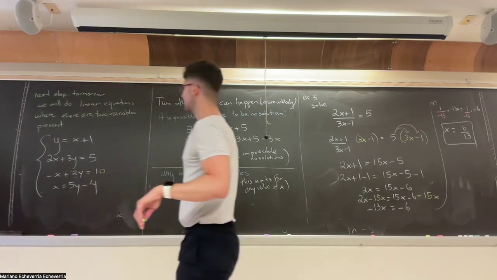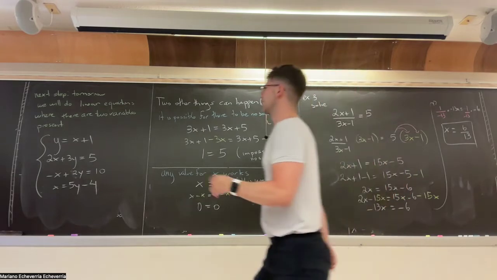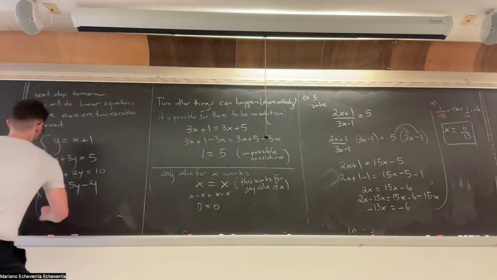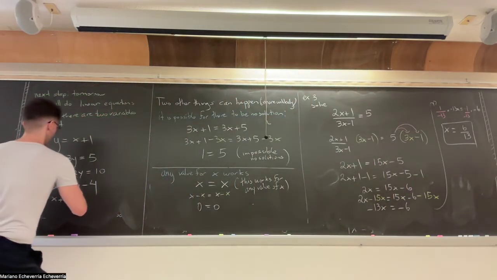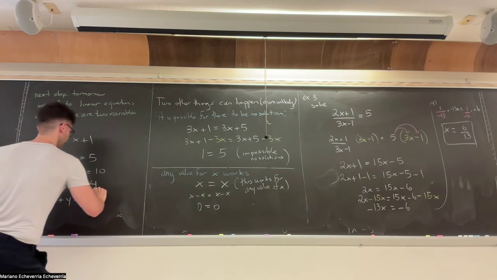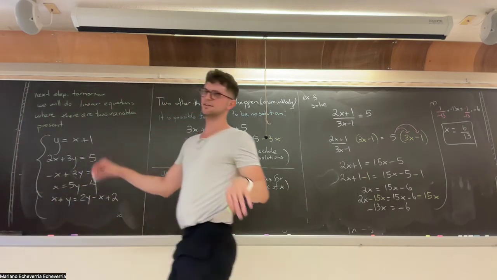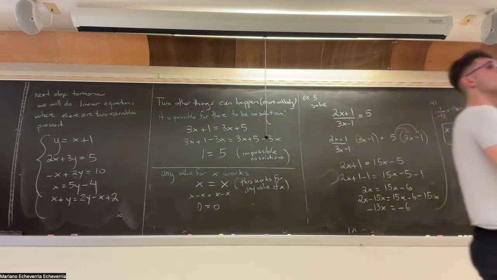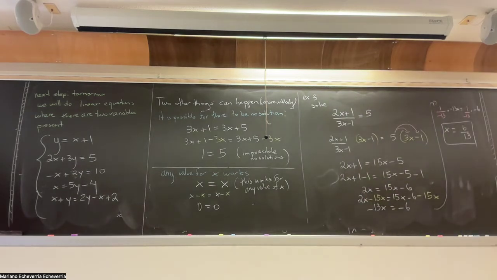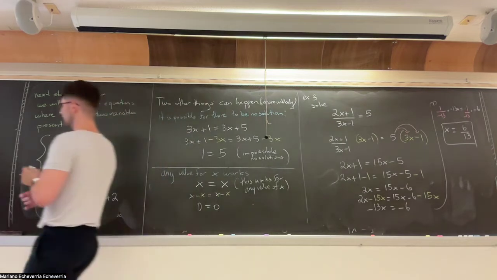You can even have things where you have to simplify a little bit more. You can have things like x plus y = 2y minus x plus 2. Okay, so that's another one. So there are tons of different equations. Once you have two variables, there's a lot more variability in how you can write them.